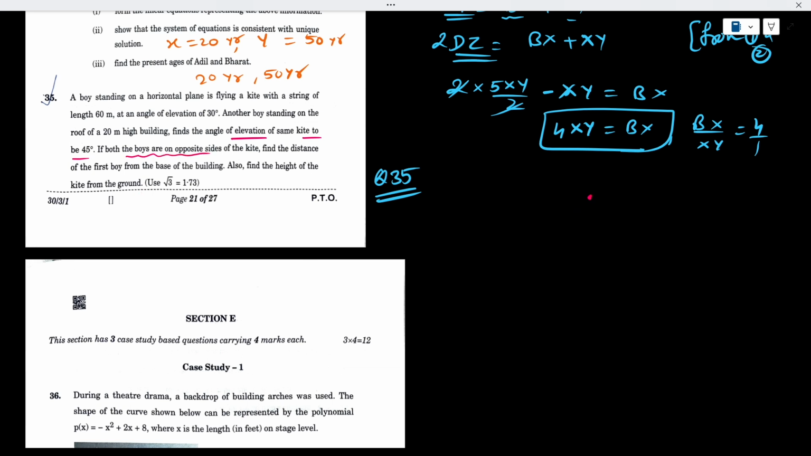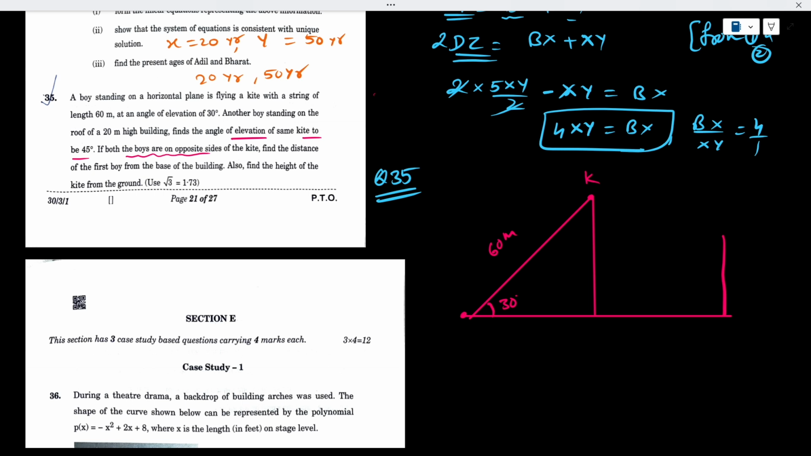So first, let me take this as the kite position, right? Now this is the ground level, correct? On this ground level, one boy is standing here and the angle of elevation is 30° and the length of the string is 60 meter, correct? Now here, this is the height of the kite. Correct. Now, what is written here? On the opposite side, from the 20-meter high building.